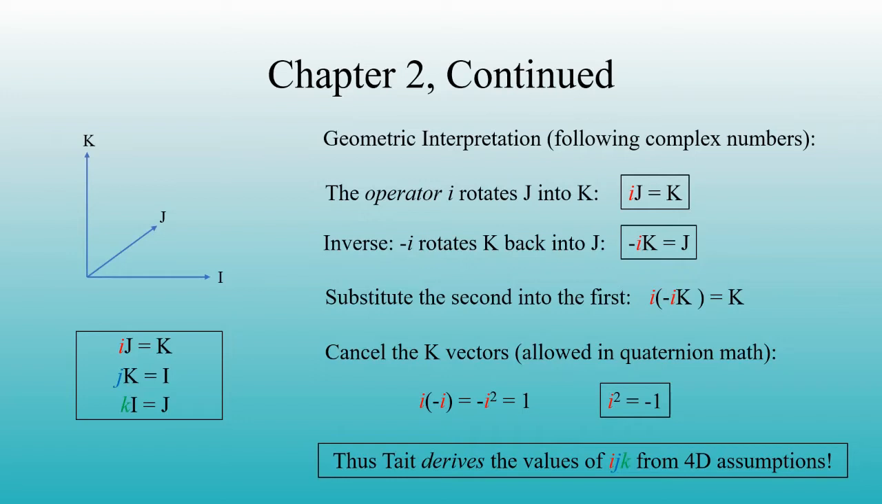For Tait, 4D isn't an unfortunate consequence of needing i times j to equal k rather than 0 or plus or minus 1 or something like it was for Hamilton. Rather, 4D is the essence of quaternions, the central unifying theme. 4D comes first, all else follows.